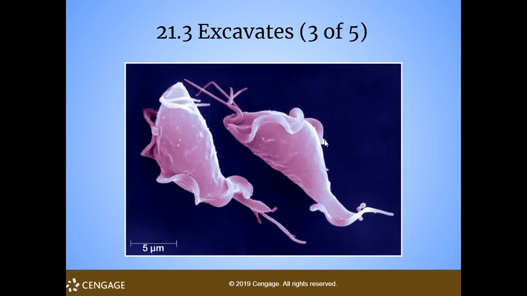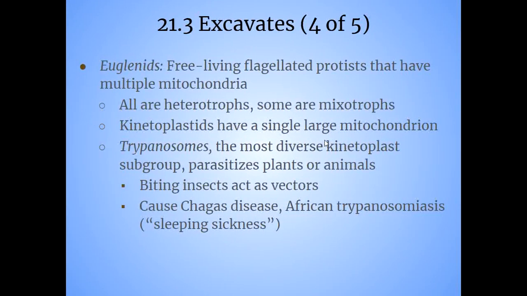So now we're going to move to another group, and these are called the euglenids. So euglenids are also flagellated, and they have multiple mitochondria, which of course allows them to be aerobic, which is interesting compared to your others. But what's most interesting is that some of these euglenids are mixotrophs, which means that they can switch from being autotrophic to heterotrophic. All of them are heterotrophs, but some of them have this ability to switch over to become autotrophs if the environment deems necessary.